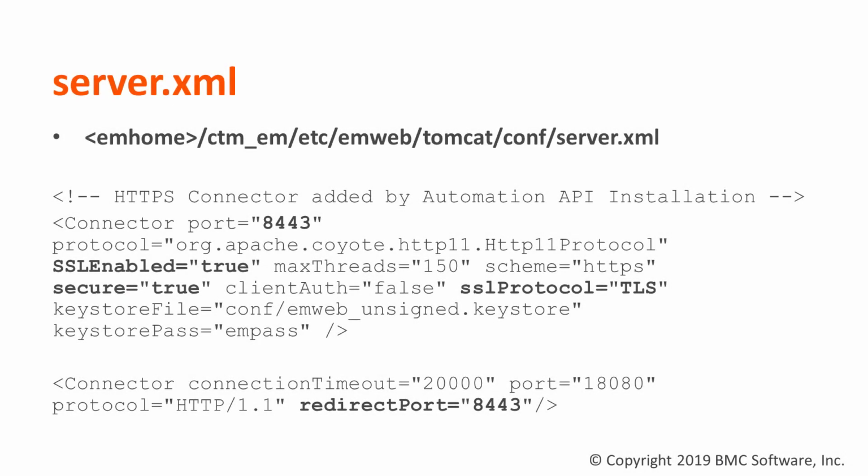The configurations used by the web server are contained in a file called server.xml located in the tomcat.conf directory. The HTTPS connector created by default will be listening on port 8443 and will enable all TLS protocols, so including TLS 1 and TLS 1.1, which are not considered secure. The standard non-SSL connector listening on port 18080 will redirect eventual SSL requests coming into this port to the secure 8443 port.